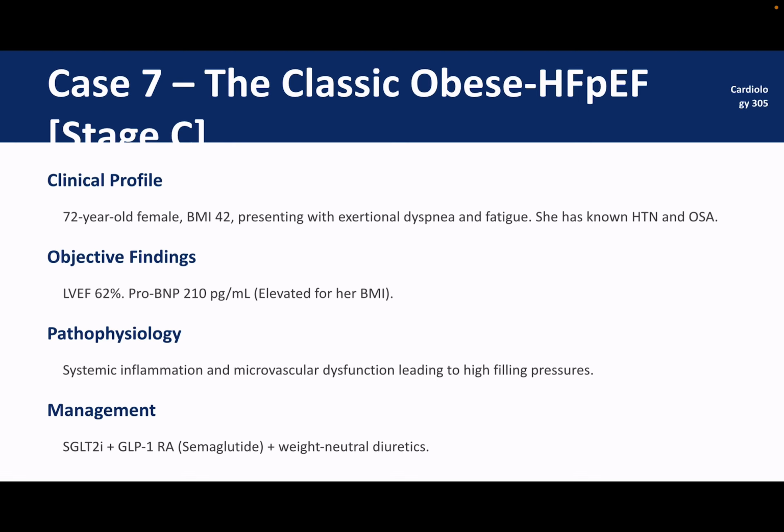The classic obese heart failure with preserved EF. A 72-year-old woman, BMI of 42, hypertensive, obstructive sleep apnea, exertional dyspnea, LVEF of 62%, BNP elevated for BMI. This is the obese heart failure with preserved EF. Inflammation and microvascular issues, stage C. SGLT2 inhibitors plus semaglutide, GLP-1 RA, plus careful diuretics. Weight loss is therapeutic here.